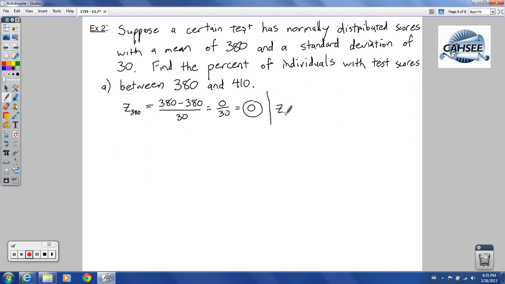And then z of 410, that's 410 minus 380 over 30. You would have 30 over 30, which would be 1. So a z-score of 1. This is right on the mean. This is 1 standard deviation away from the mean.